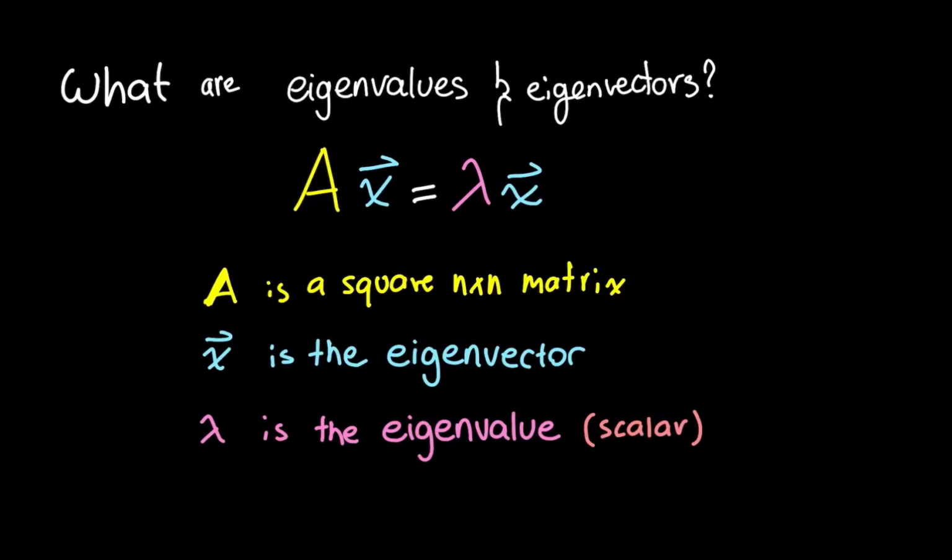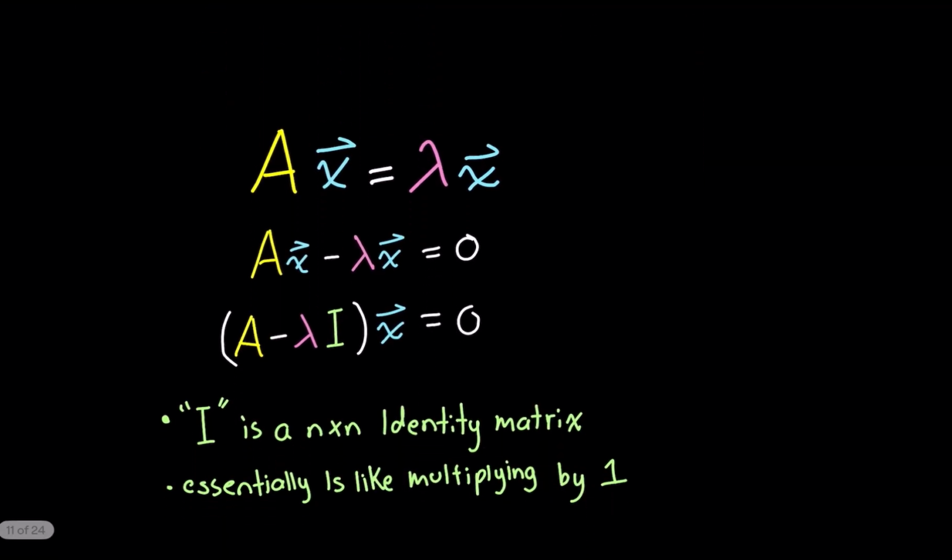What are eigenvalues and eigenvectors? Eigenvectors, when multiplied times A, will get the same eigenvector scaled by an eigenvalue. How do we solve for an eigenvalue?